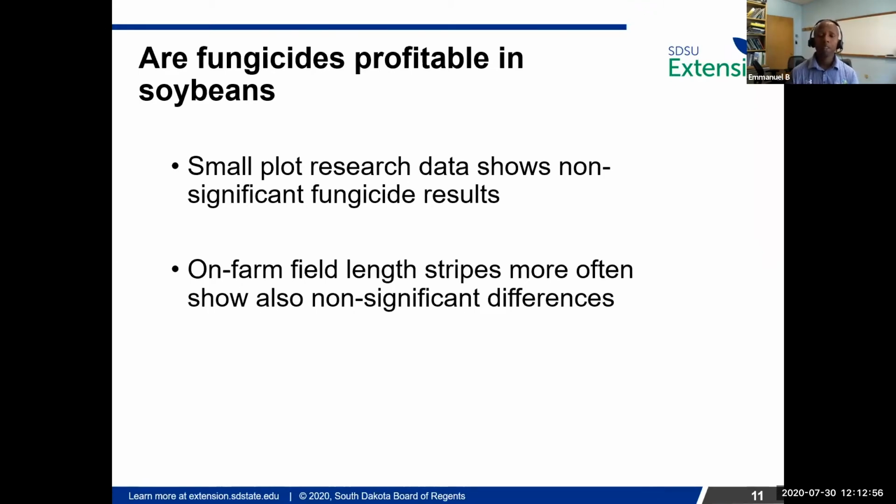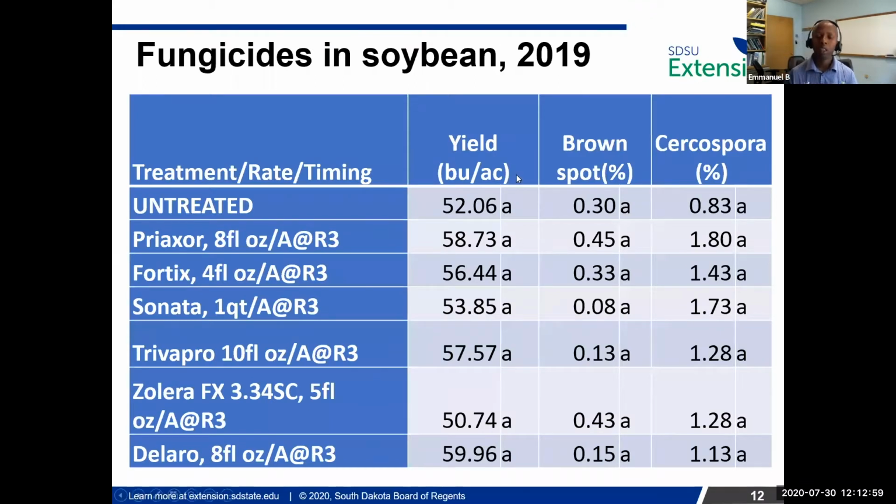But for the most part, we really don't see a good yield response that is statistically significant across a number of treatments. So like last year here, you can see we applied almost 6 products here. This was applied at R3, so beginning podding. So between R3 and R4 is when these fungicides were applied. This was in vogue.